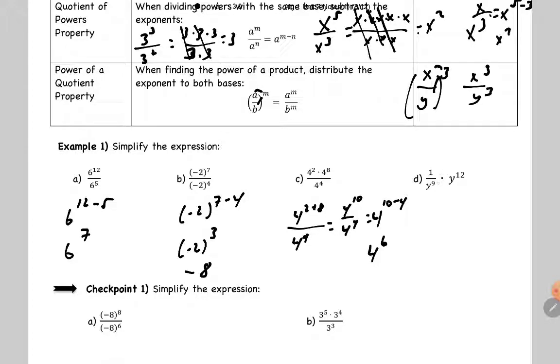Okay, y to the 12th over 1 over y to the 9th times y over 12. So remember, if you want to make this into a fraction, you can keep it like that. When we multiply fractions, we multiply straight across the top, and multiply straight across the bottom. So this will turn into y to the 12th over y to the 9th. So now we can do our y to the 12 minus 9, which is y cubed.